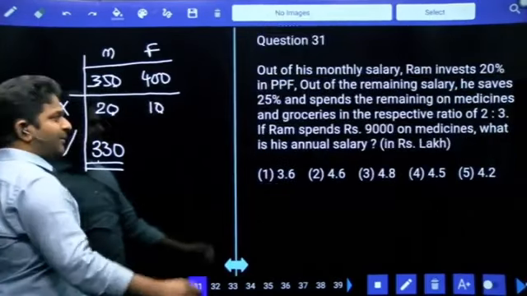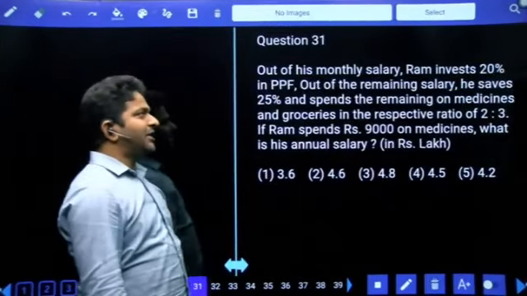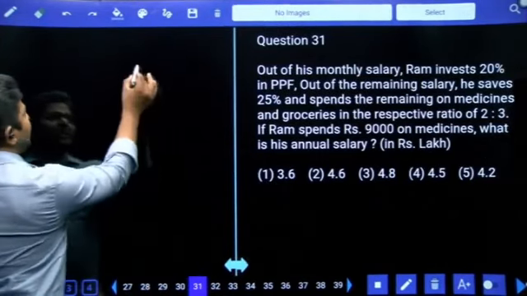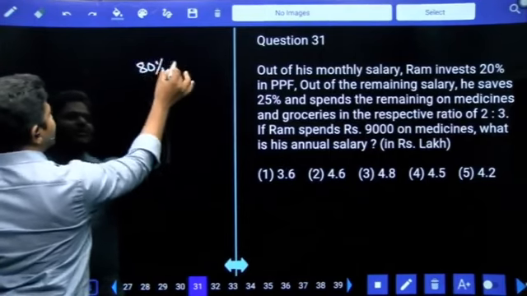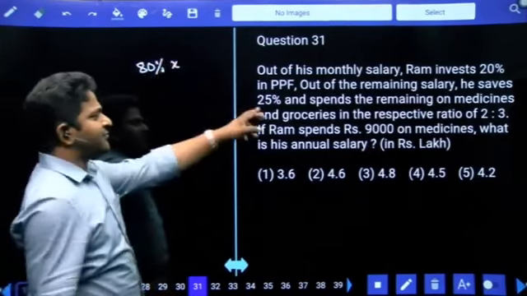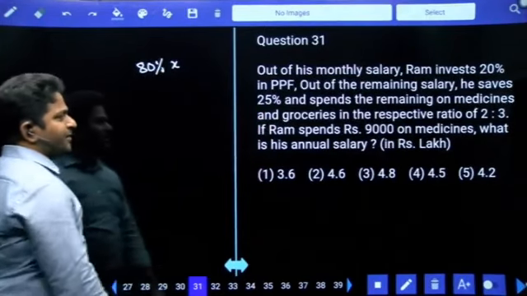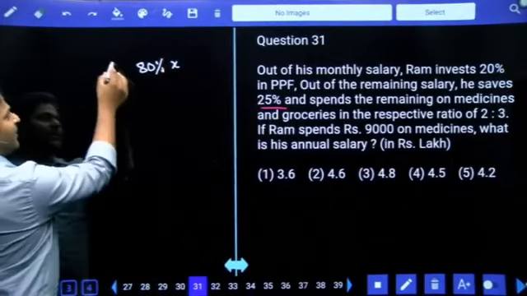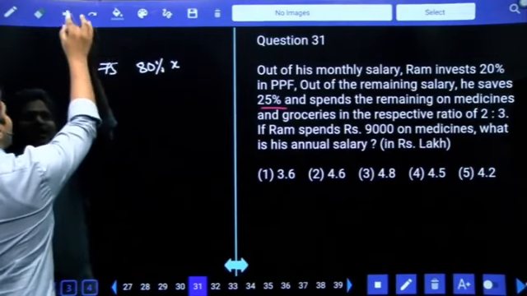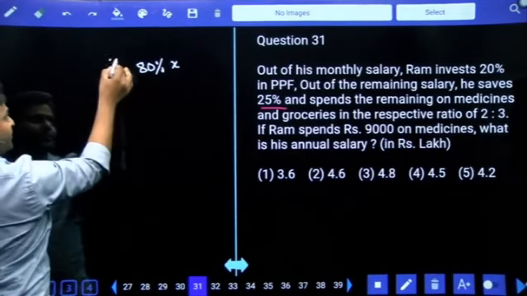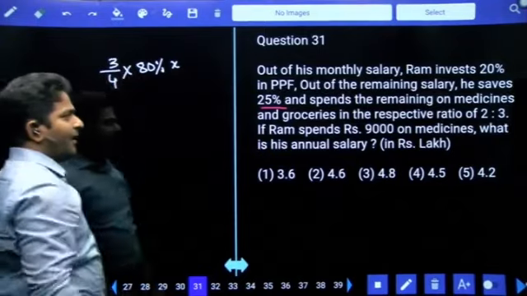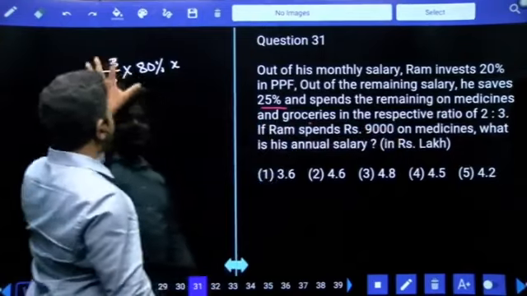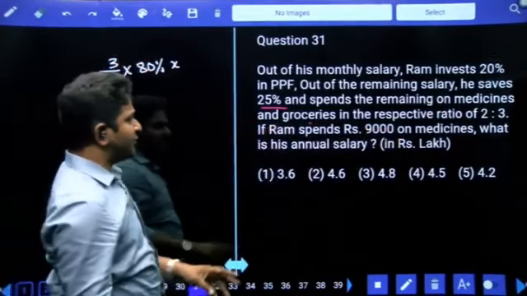Let's start arithmetic questions. Out of his monthly salary, Ram invests 20% in PPF. The remaining salary is 80%. Out of the remaining salary 80%, he saves 25% and spends the remaining. Even if 25% is saved, the remaining is 75%. Let's write 75% as 3 by 4 in simplified form, and the remaining is spent on medicines and groceries in the respective ratio 2:3. This value is divided in the ratio 2:3.